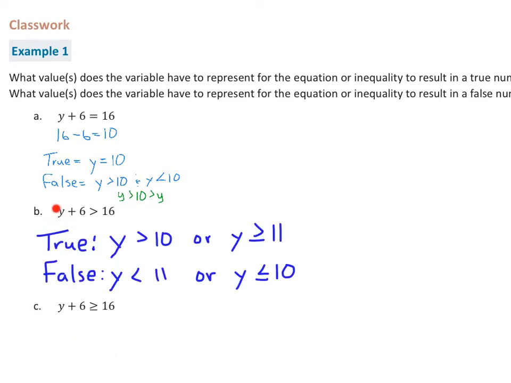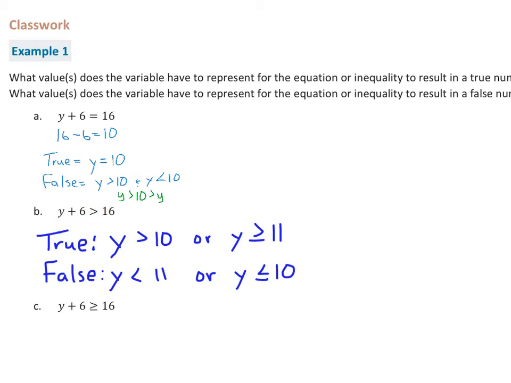Okay, so number 2, we have the same looking equation, but now it's an inequality. We're saying that something plus 6 is greater than 16. So this answer has to be 17 or more, which means y must be greater than 10. If y is 10, it isn't true, because 16 is not greater than 16. 16 is equal to 16.